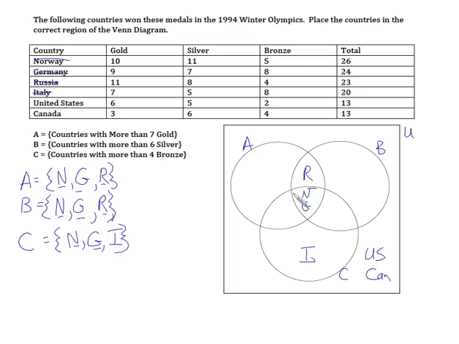Alrighty, so again, the easiest way to do this is just to label your sets here. Go ahead and find which countries belong to which set, and then use our inside-out approach to fill out the Venn diagram.